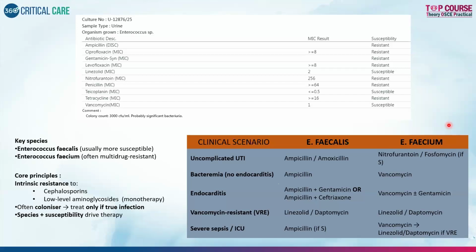For faecalis and faecium, you need to know the treatment for each type of site of infection. For uncomplicated UTI, it's ampicillin or amoxicillin. If it is Enterococcus faecium, nitrofurantoin or fosfomycin can also be used. If there is no endocarditis, you can use plain ampicillin, but if there is endocarditis, it should be a combination therapy. VRE, you guys know it's either linezolid or daptomycin. In the ICU, it should usually be a combination therapy.